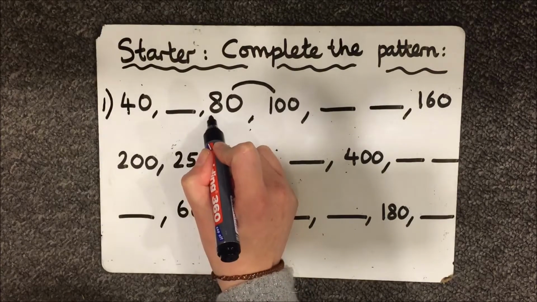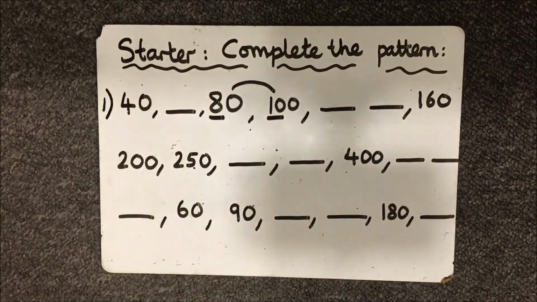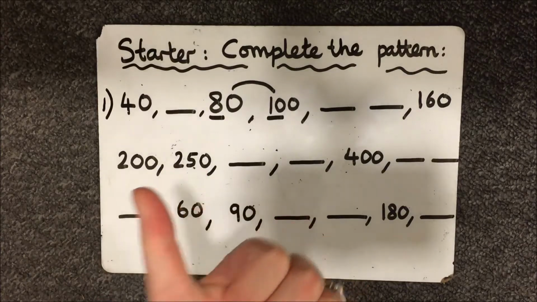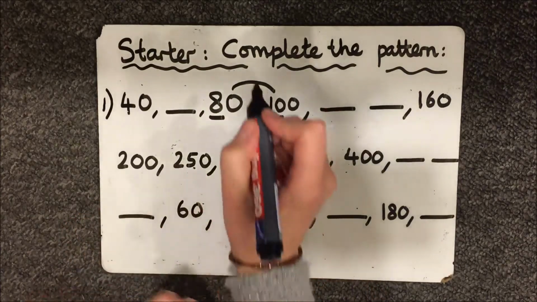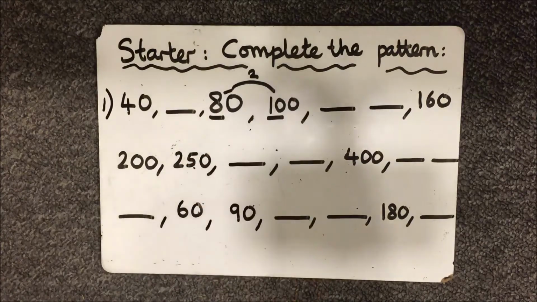What is the jump? I'll give you a clue. We can use a times table we already know. So we've got 8 here and 10 here. What is the gap from 8 to 10? 8 in your head, count on. 9, 10. So we've got a jump of 2 in between 8 and 10.